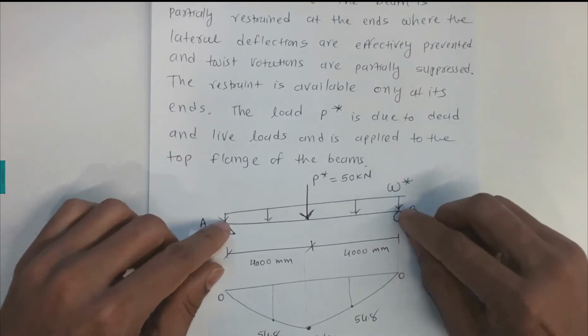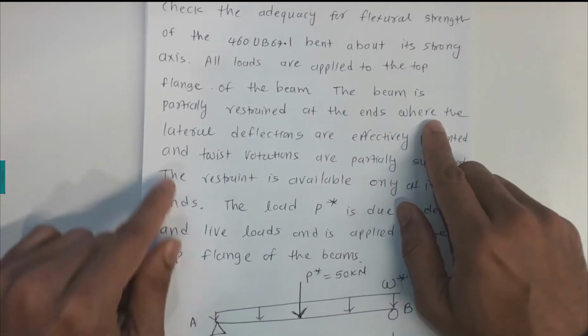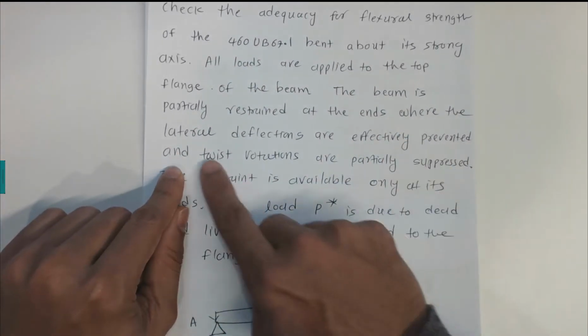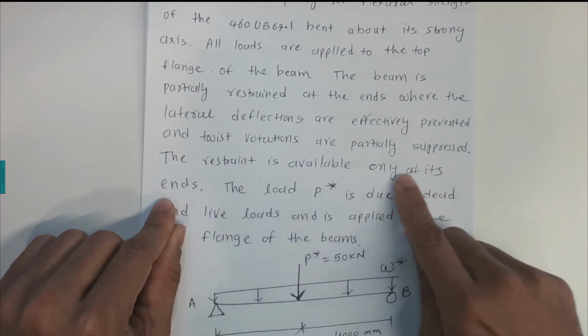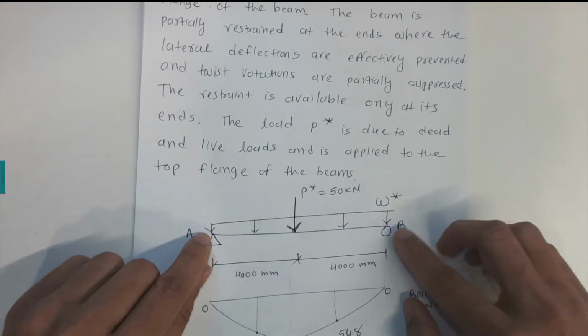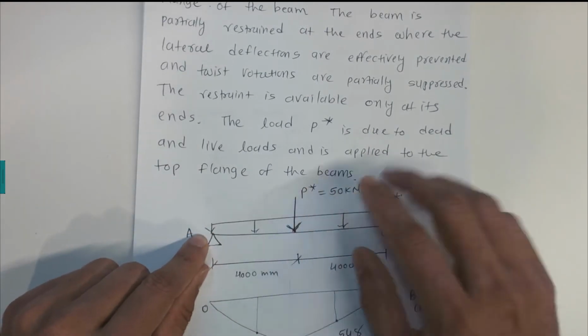So the beam is partially restrained at the ends, where the lateral deflections are effectively prevented and twist rotations are partially suppressed. The restraint is available only at its end. So there is only restraint available here, not here.